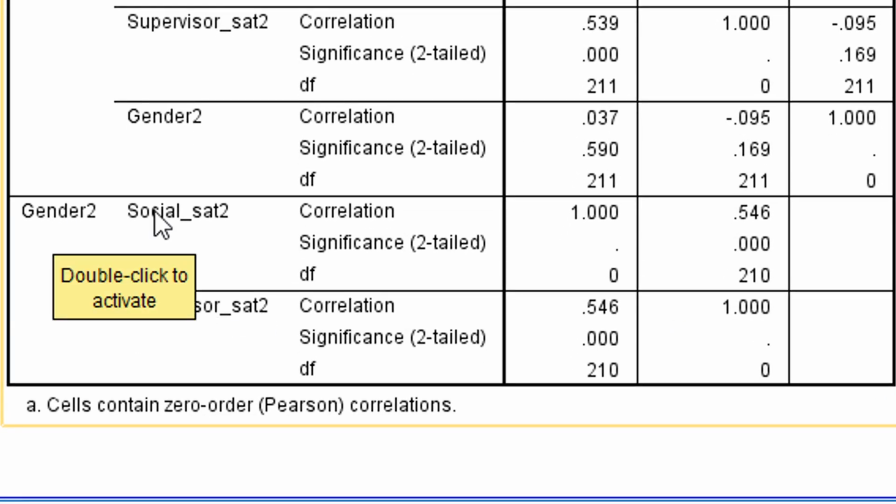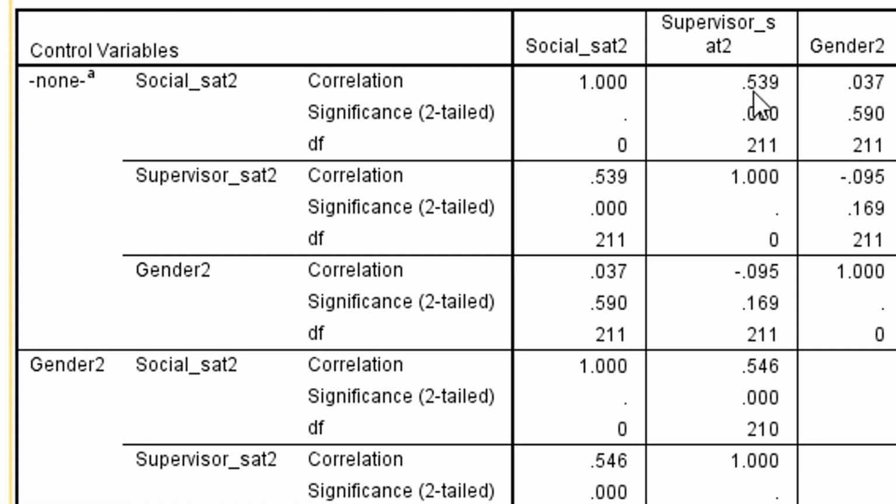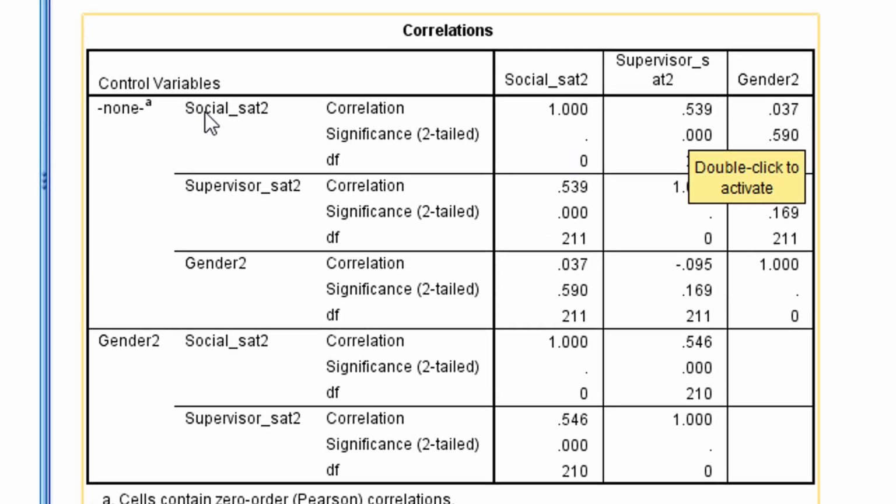And in this second half, gender has been controlled, and for social satisfaction and supervisor satisfaction, you can see there is a small increase in the correlation coefficient. It means that there is a role of gender, but this is a very small role, and there is no significant change in the R value between social satisfaction and supervisor satisfaction. These two variables are not much affected by excluding gender, but there is a small change. We can say that a very small partial correlation exists.